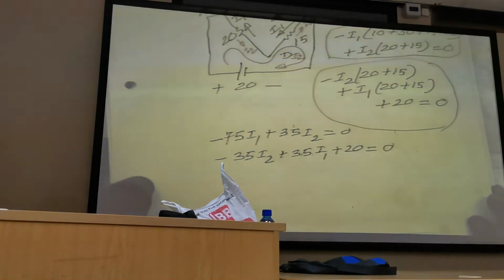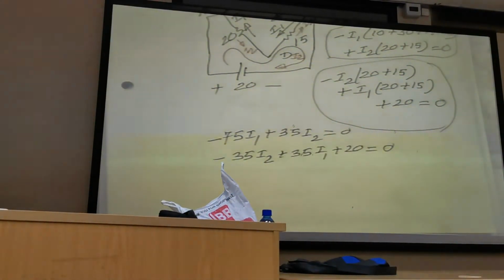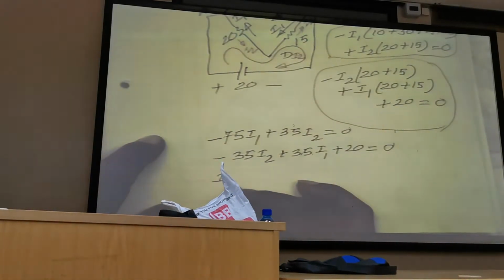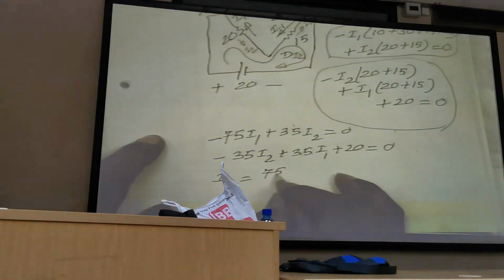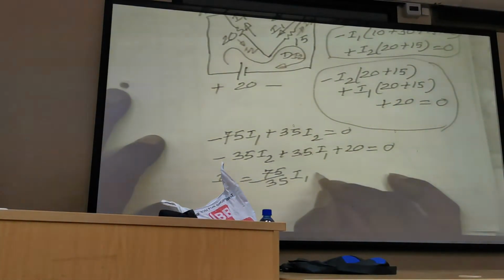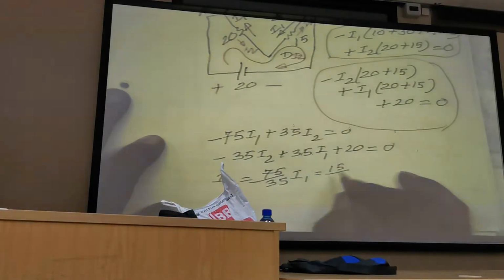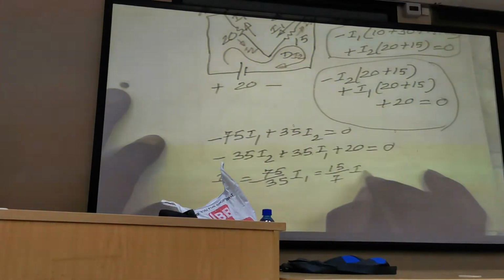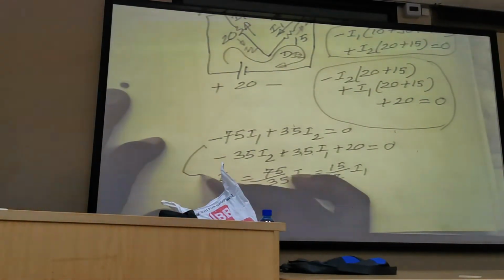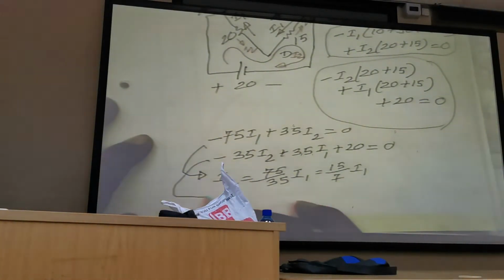Clear? Can someone tell me what is I1 and what is I2 quickly? So let's put it like that. I2 is 75 divided by 35 I1, I1, that is 15 by 7 I1. Here, so this we get it from here. Yes. And from there what are we getting?